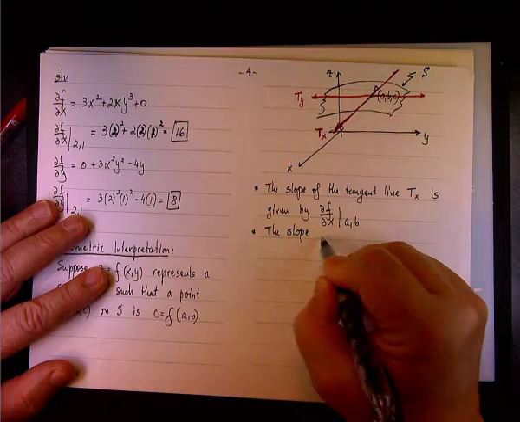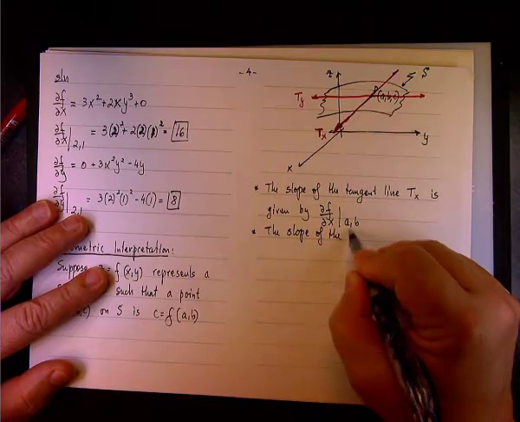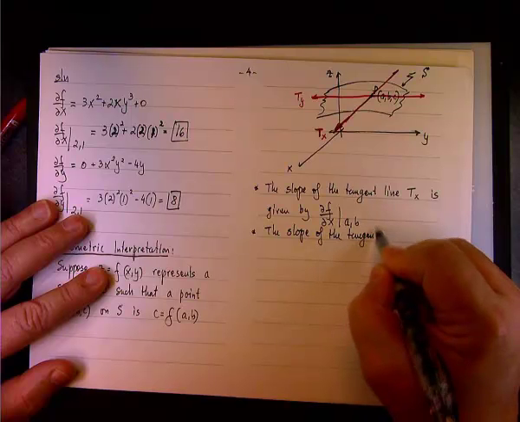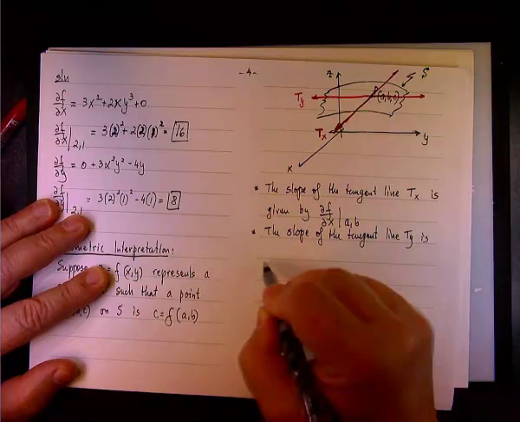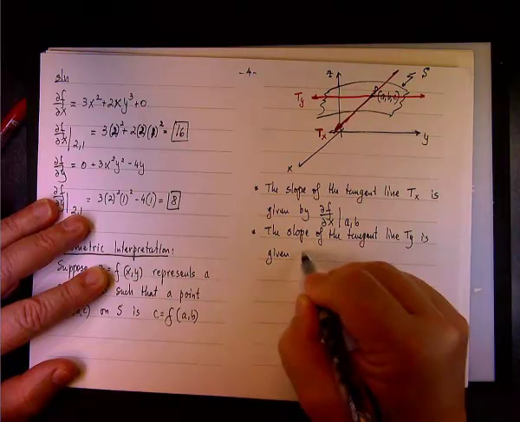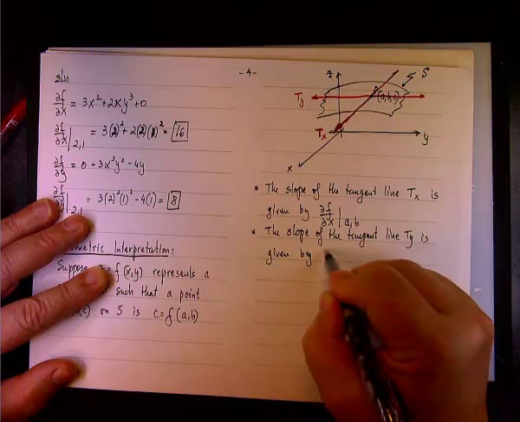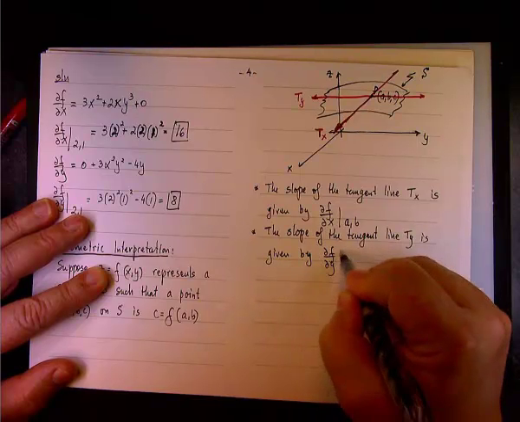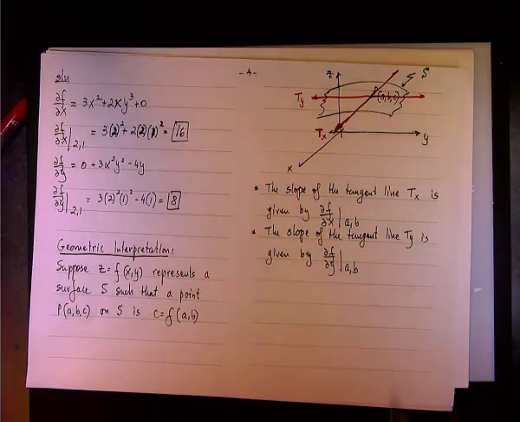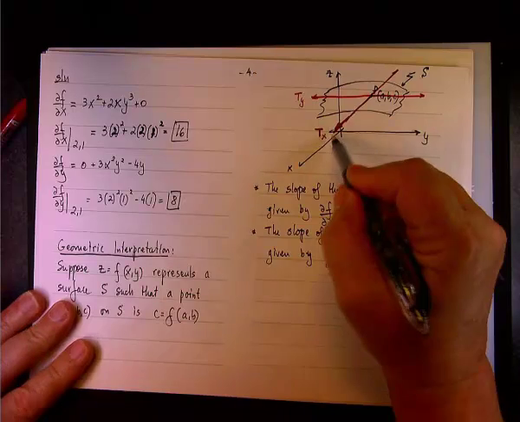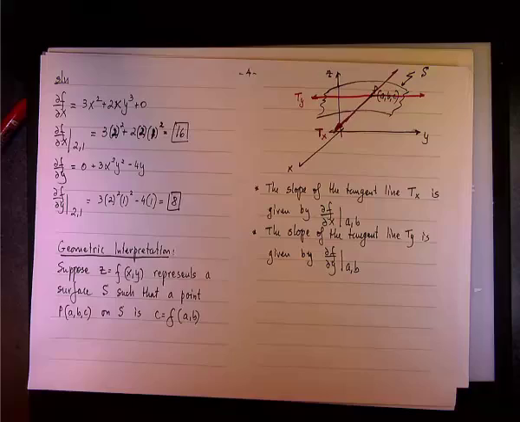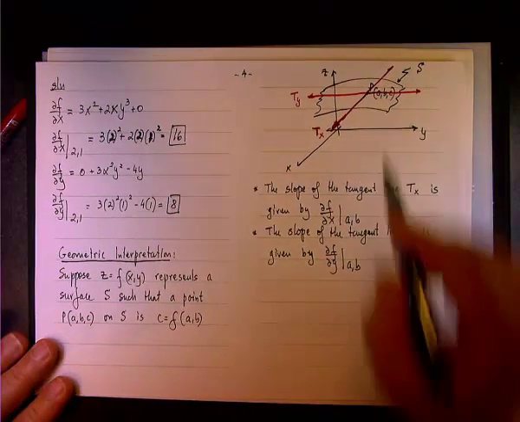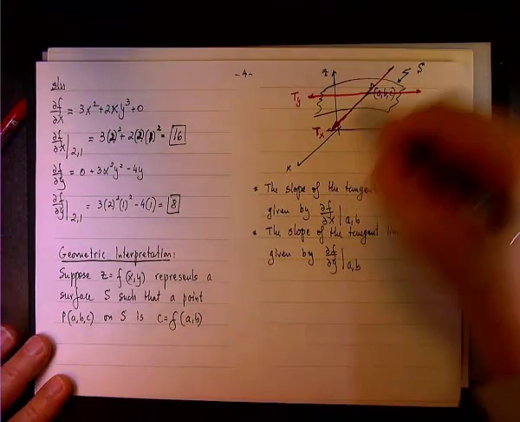Okay. Likewise, the slope of the tangent line t sub y is given by the other partial derivative, del f del y evaluated at (a, b). Again, notice that of the two tangents, one is parallel to the x-axis and the other is parallel to the y-axis.